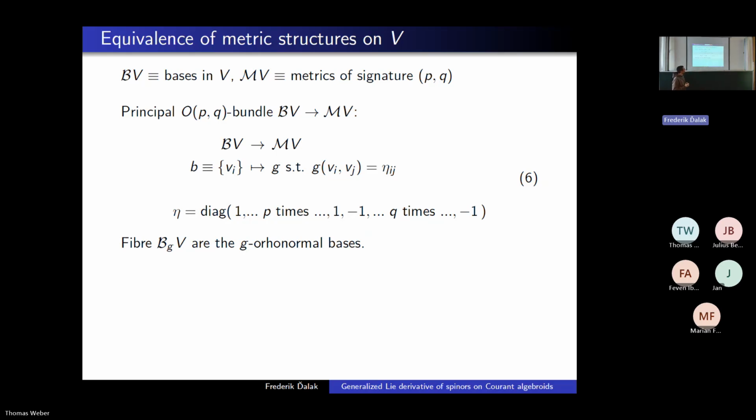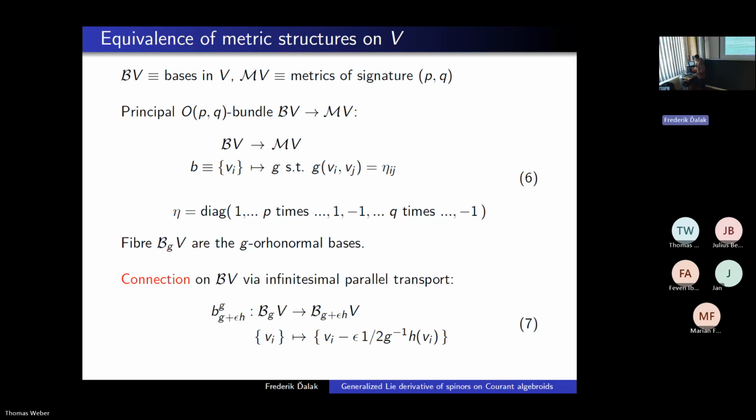And this gives you naturally a situation where the fiber over a particular metric G is going to be given by all the frames which are orthonormal frames with respect to G, and therefore naturally fibers are diffeomorphic to the orthonormal group itself, right? So you obtain a principal bundle for the orthonormal group OPQ.